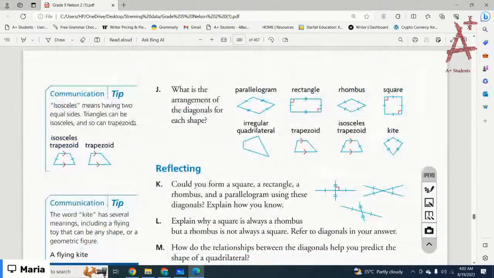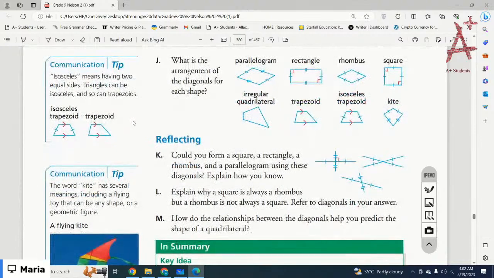So here it is. You can see this is parallelogram, rectangle. Then you have rhombus, square, irregular quadrilateral, trapezoid, isosceles trapezoid, and kite. So isosceles means having two equal sides. Triangles can be isosceles and so can trapezoids, right?